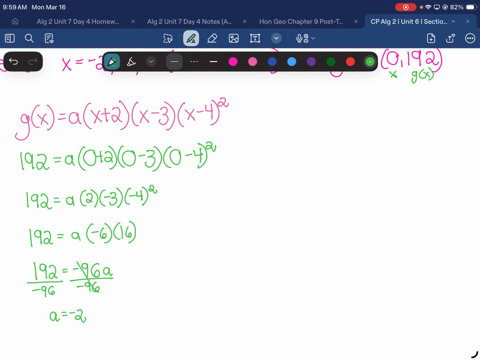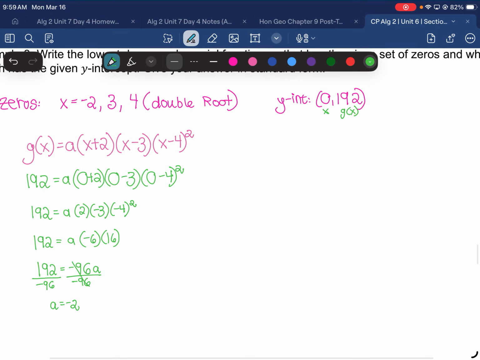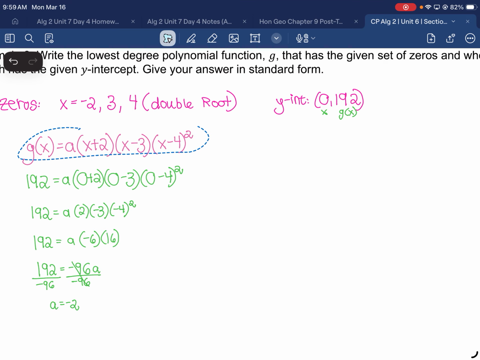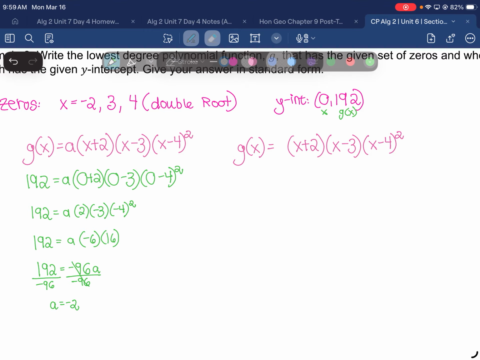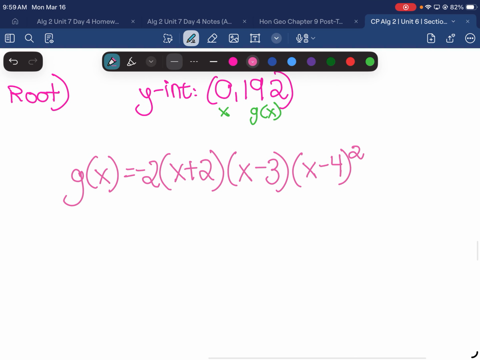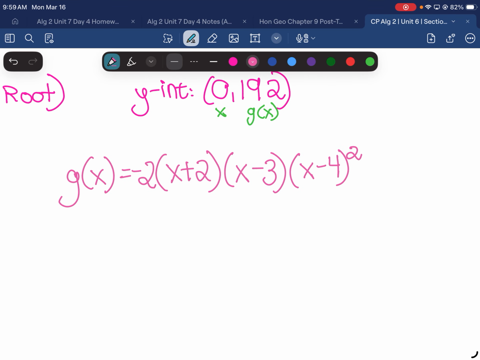Okay, so now what? The directions say write it in standard form. So I want you to copy and paste. Mine's in pink. I want you to copy and paste this, but now you know A. A is -2. So now you just start multiplying. Now, here's what I would do. I would focus on x plus 2 times x minus 3, and I would FOIL those two first.